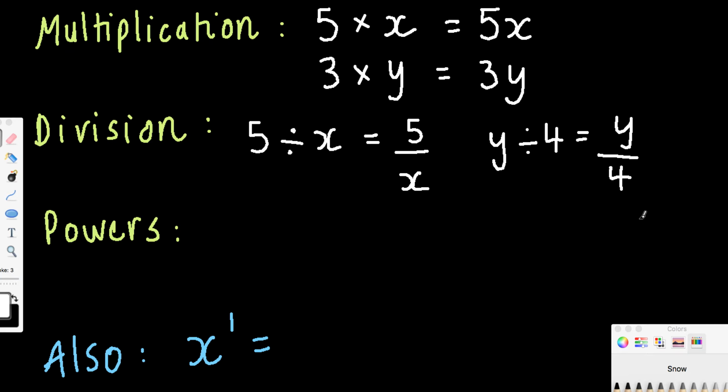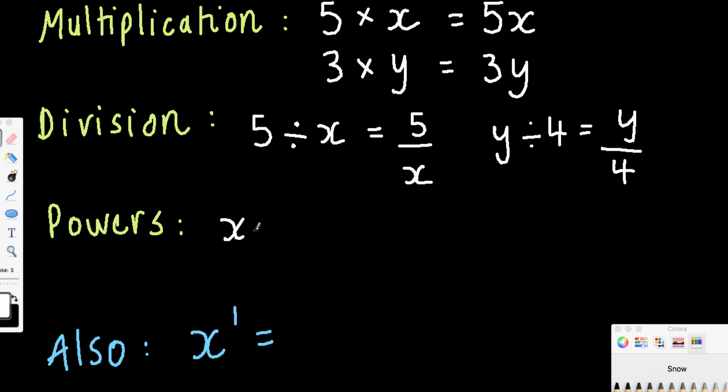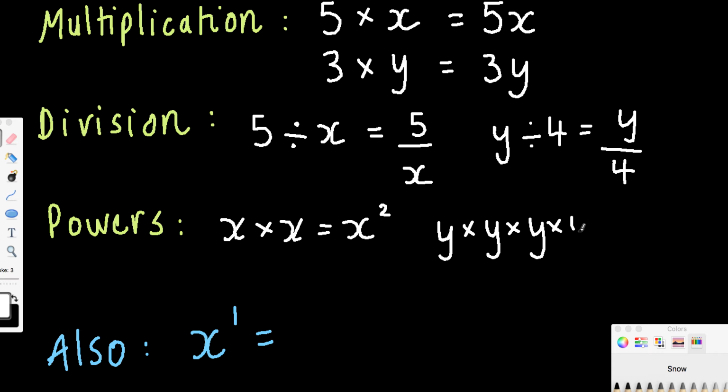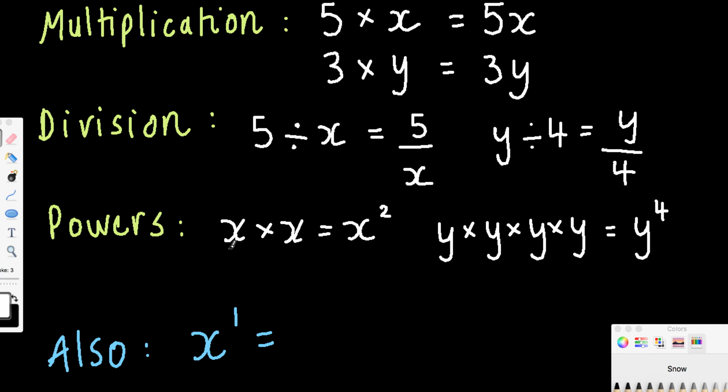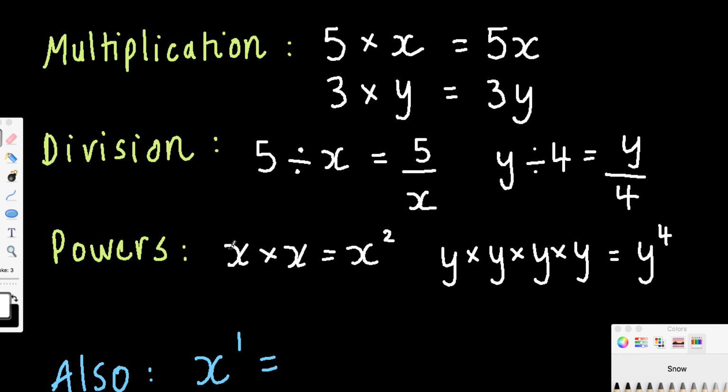With powers, we simplify, so if you have something like x times x, of course that is going to be x squared, and our work with the index laws last term might remind you of something like this, y times y times y times y. We collect them together to make y to the power 4. So that's just, I guess, the key ones that I wanted to mention.